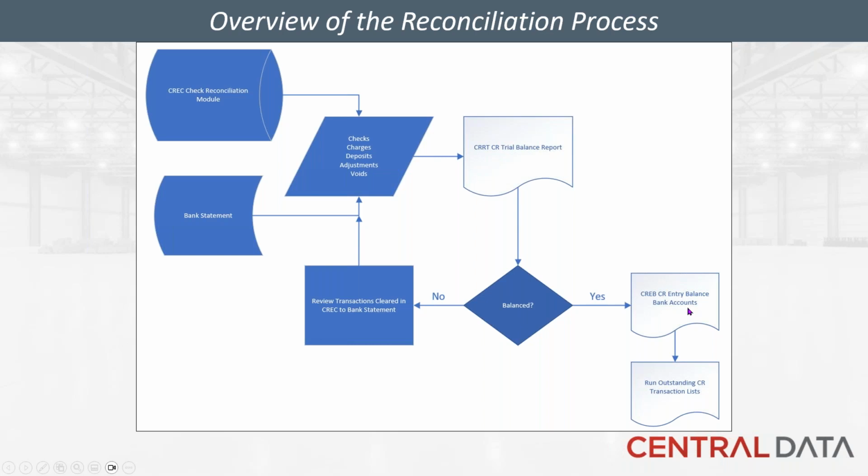So once we finalize, then we can start running all of our outstanding CR transaction lists. So our outstanding checks, our outstanding deposits, whatever we need for our bank reconciliation. Well, that's kind of the overall flow. Seems simple enough, right? The problem is that you do need a lot of cooperation and good business processes to make this little circle here, so you don't have to go around the roundabout too many times.